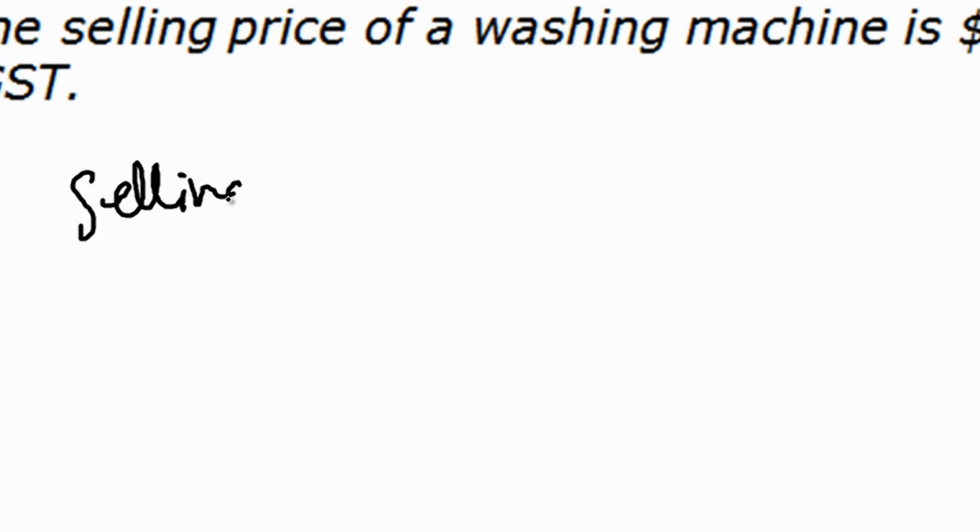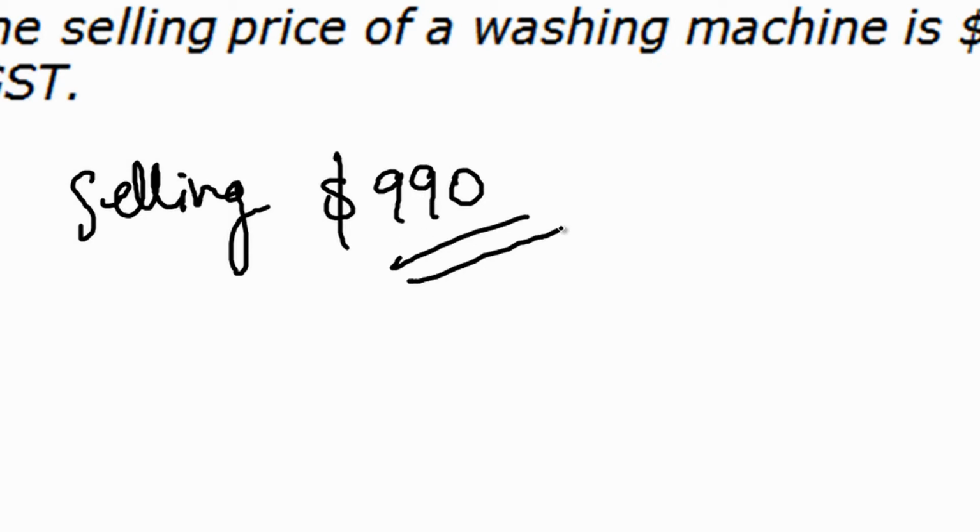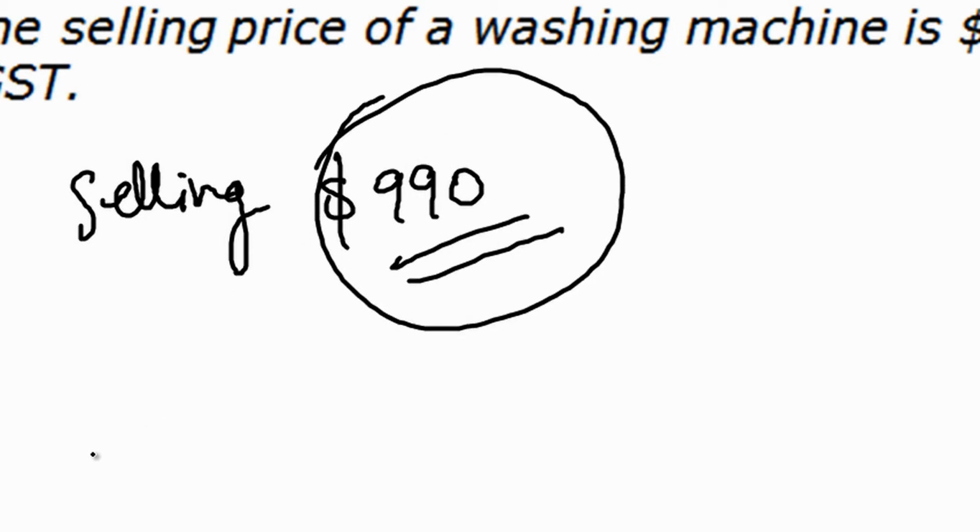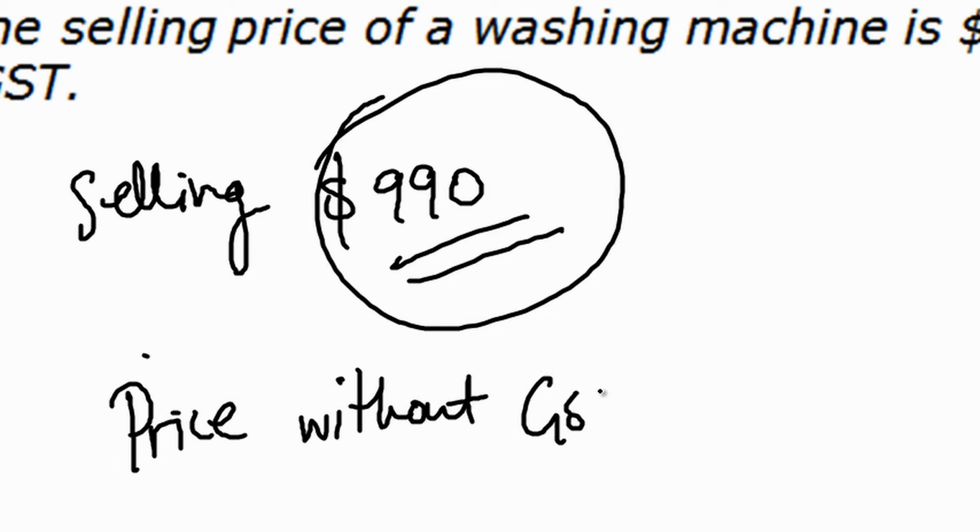Right, part B. It says if the selling price of a washing machine is $990, how much of this is GST? So there's a number of different ways we can do this, because remember, we normally get the GST and we add it to the original cost. Now GST is 10%, so we normally say the price is 100% worth plus 10% of the GST, 110%. But this time we want to go the other way around.